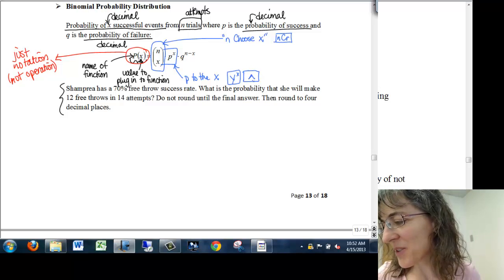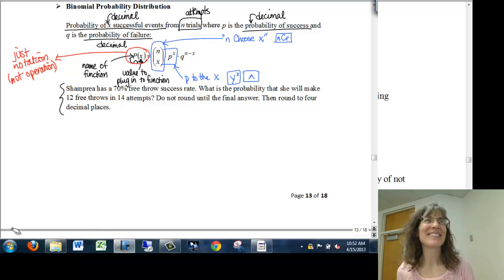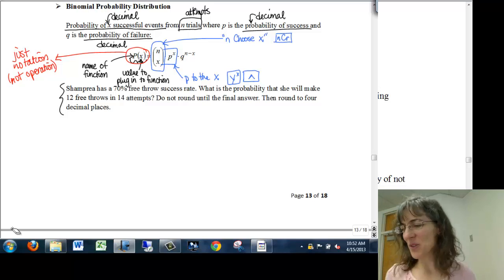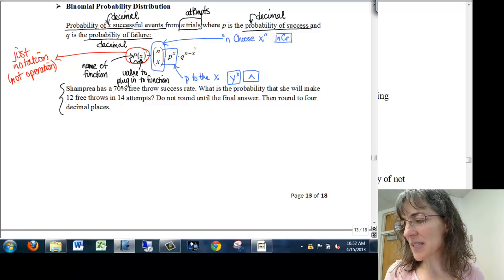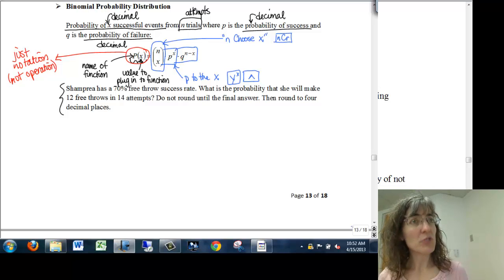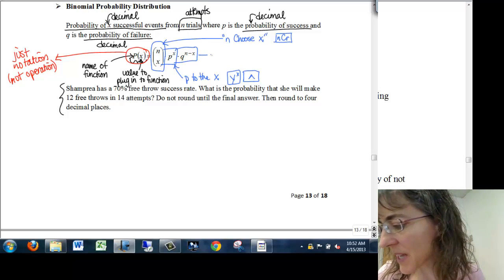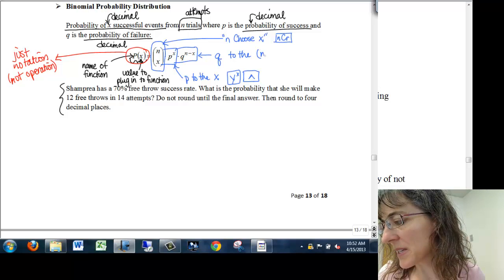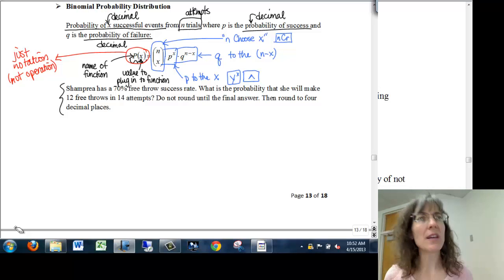Why, that's right. You might have the little caret button. Okay, so those are your "to the" buttons. Now what's this last part? It's just another "to the." And what is this one? How would we say this one? Q to the, and I'm going to put parentheses n minus x, because that whole thing is my power there.